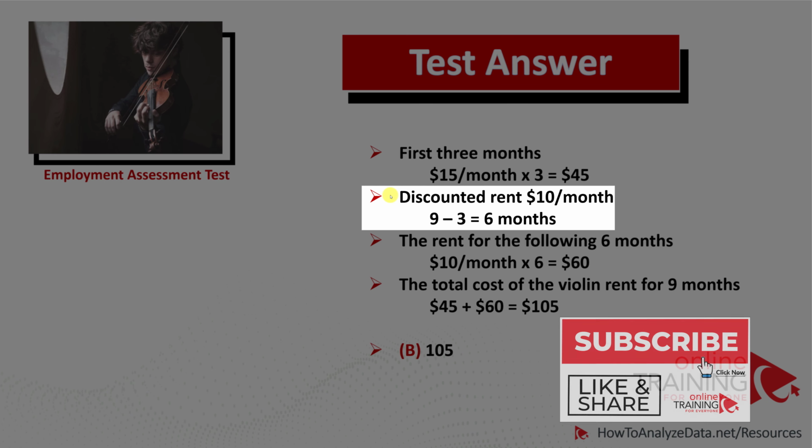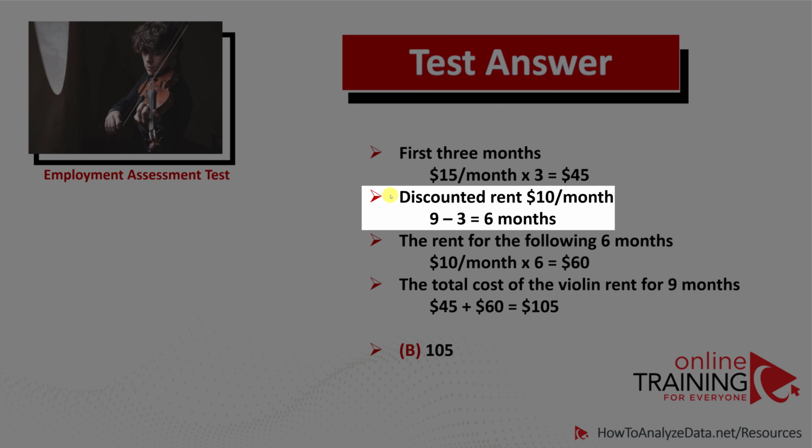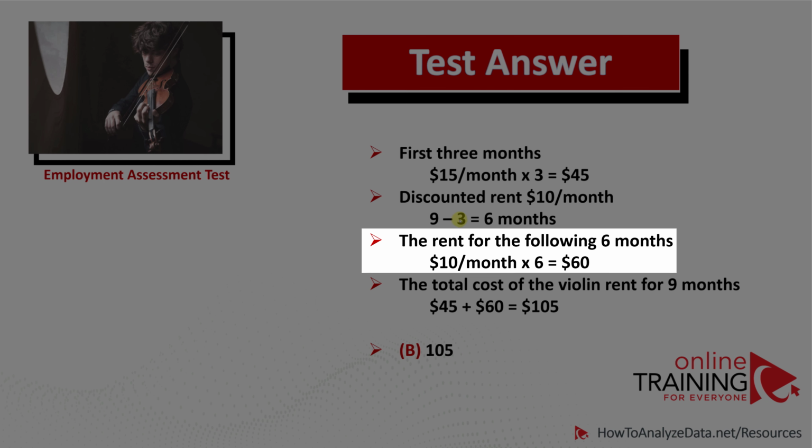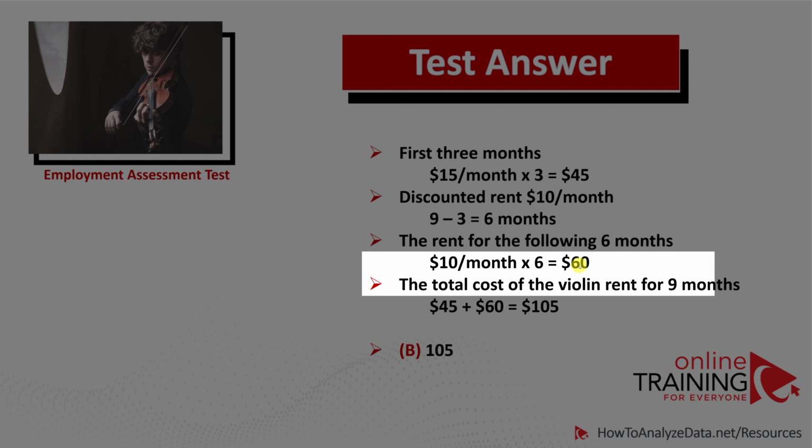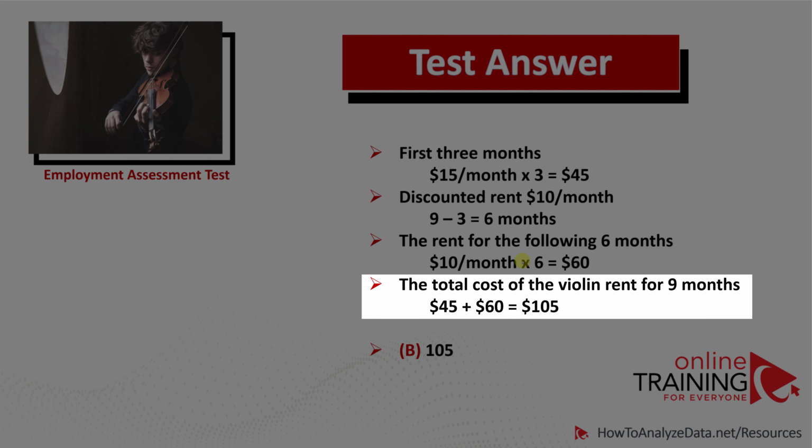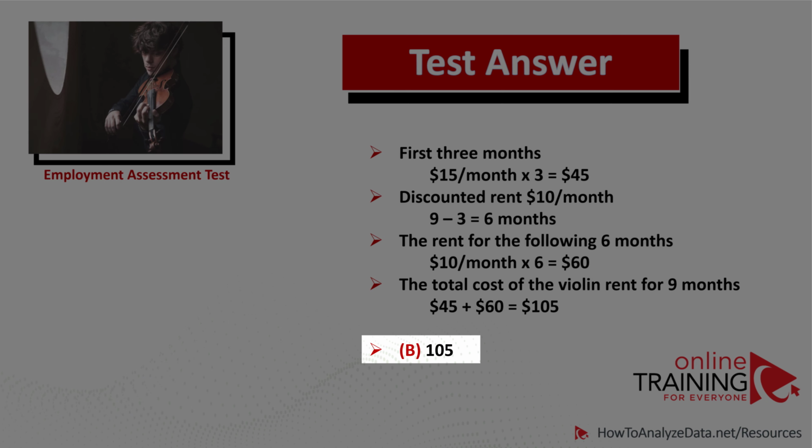After first 3 months, student will have a discounted rent, $10 a month. So the value for the next 6 months would be $10 per month multiplied by 6, and then would be equivalent of 60. So the total cost of renting the violin for 9 months would be 45 plus 60, which would be an equivalent of $105. So the correct choice here is choice B. Hopefully you've nailed this question.